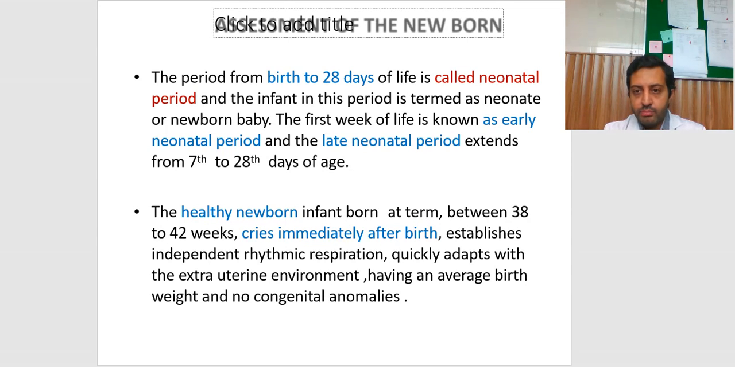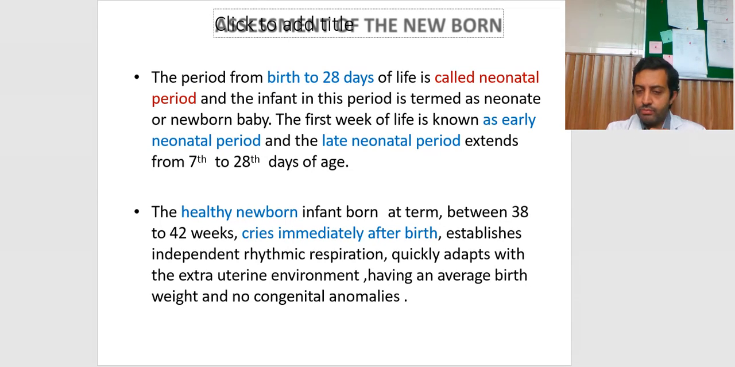There are two important definitions: early neonatal period and late neonatal period. Early neonatal period is called during the first 7 days of life, and late neonatal period is called right from the seventh day of life up to 28 days of life. A healthy newborn baby develops spontaneous respiration and crying immediately after the birth.